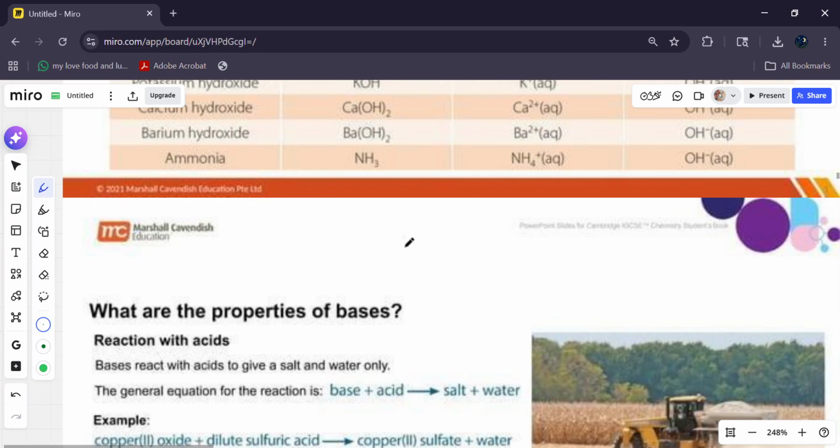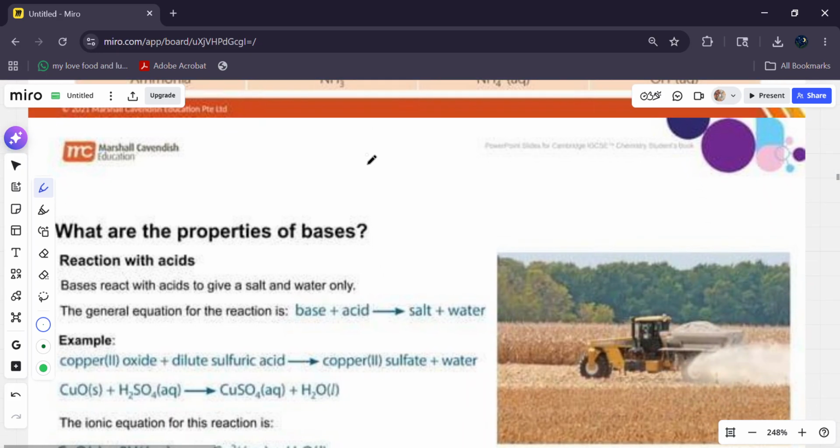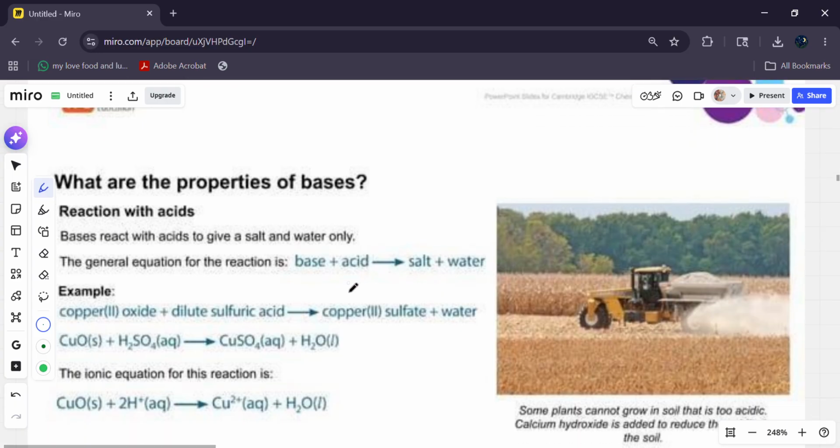What are the properties of bases? Bases react with acids to give salt and water. This reaction is known as neutralization. The general equation of the reaction is base plus acid gives salt and water. For example, copper 2 oxide and dilute sulfuric acid gives copper 2 sulfate plus water. The copper 2 oxide has oxygen, while the dilute sulfuric acid has two hydrogens.